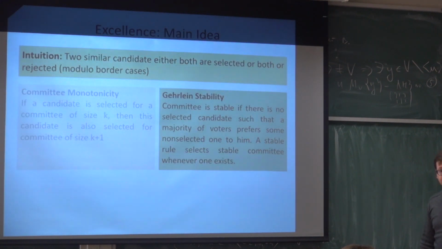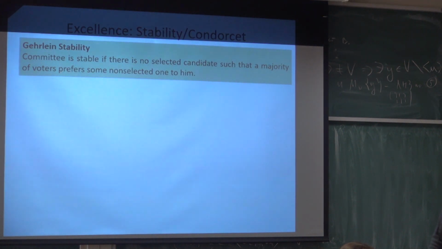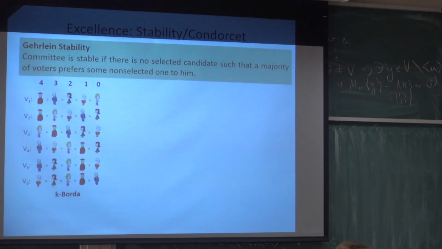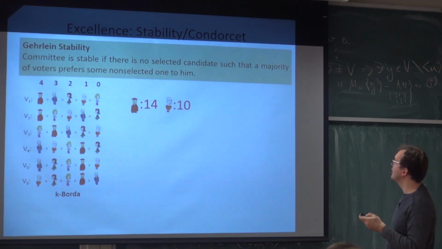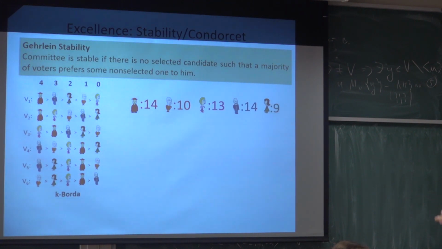Okay, so the next property is called Gehrlein stability. We're saying a committee is stable if there is no selected candidate such that a majority of voters prefers some non-selected one to him. Definitions are nice, examples are nicer. So let's look at an example of what we mean. We thought that K-Borda is a good rule. So here we have a K-Borda election. If we compute scores, we get scores for the candidates. And of course, the red and the blue are the winners. So now we're asking, is this committee stable?